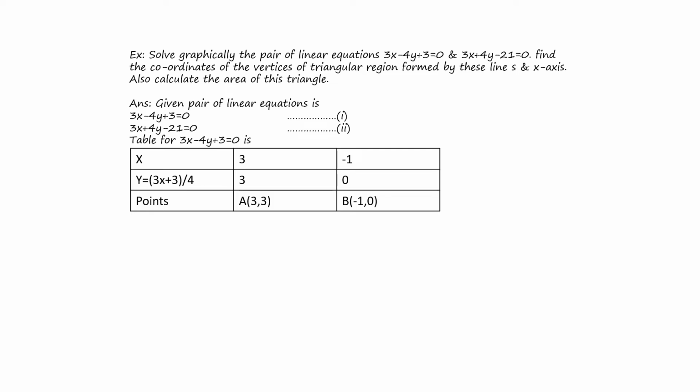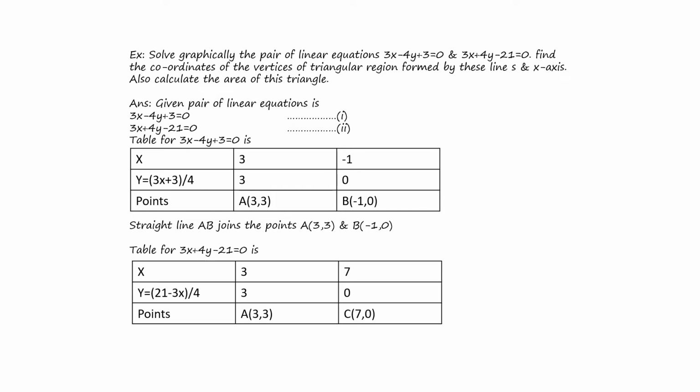So here the table for 3x minus 4y plus 3 equals 0: y is (3x plus 3) whole divided by 4. That means when x is 3, we get the value of y to be 3. And when x is minus 1, the value of y is 0. Let us name these A (3, 3) and B (minus 1, 0). That means the straight line AB joins the points A (3, 3) and B (minus 1, 0).